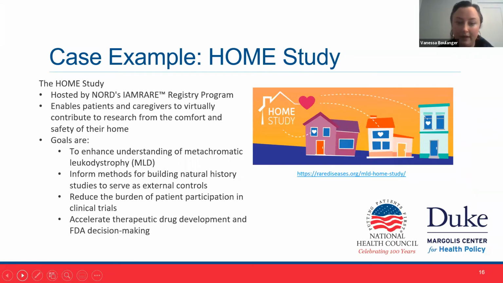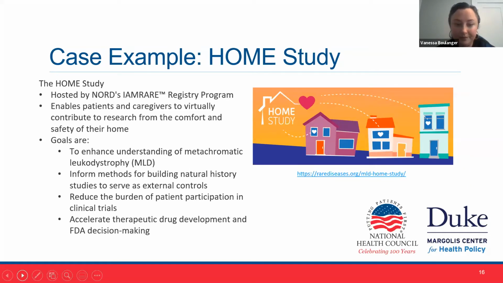One is to design a natural history study that captures very specific and nuanced data on the metachromatic leukodystrophy community, and then to have this enduring data set or database that can be used to support product development. So that can be used as a supplement to clinical trials and be used to serve as an external control arm in clinical trials.